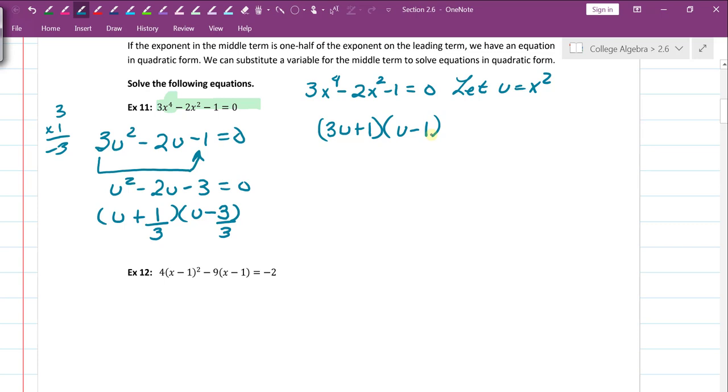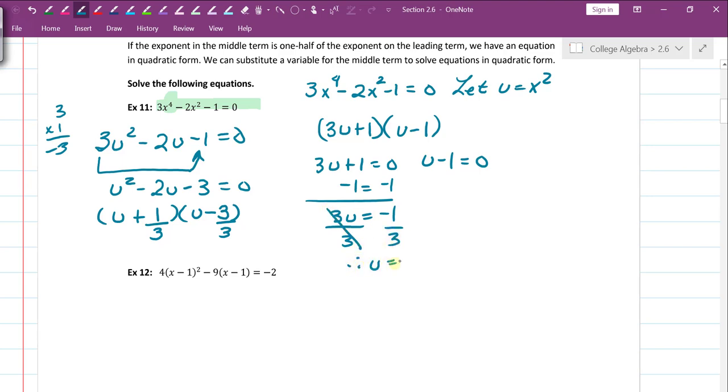Now I can set each factor equal to 0 and solve for u. So I have 3u plus 1 equals 0, u minus 1 equals 0. Subtract 1 from both sides, and I get 3u is equal to negative 1. Divide both sides through by 3, and I get therefore u is equal to negative 1/3. Over here I'm going to add 1 to both sides, and I get u is equal to 1.